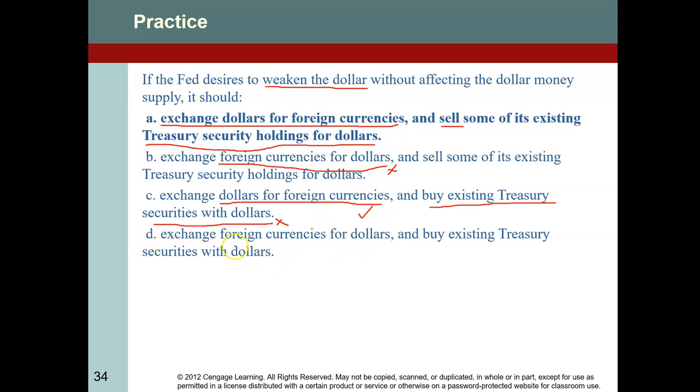Option D, exchange foreign currencies for dollars. This is not correct. This is going to strengthen the dollar. And buy existing Treasury securities with dollars. We don't even discuss the second part because the first part is not correct.